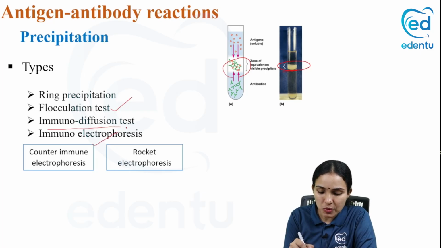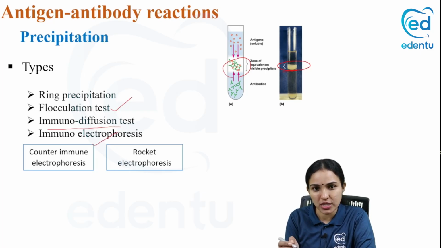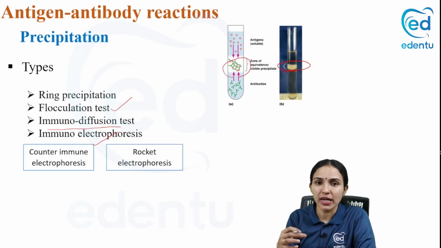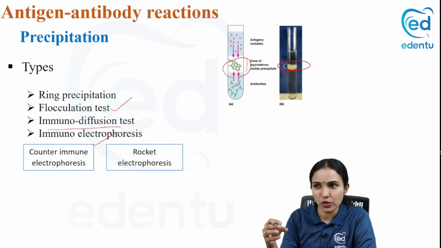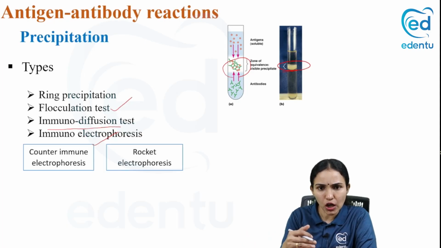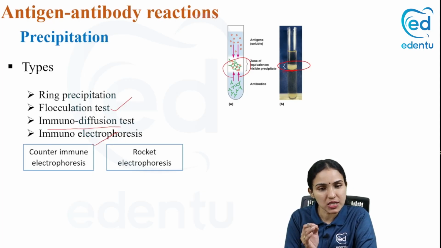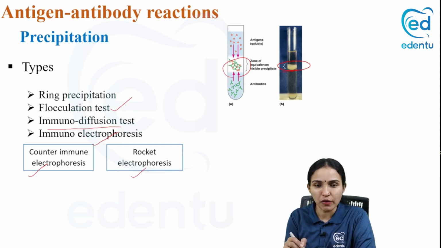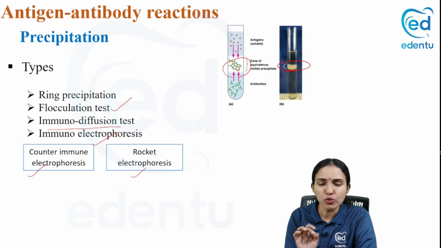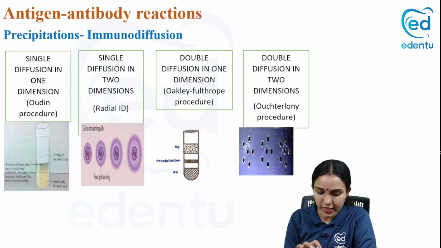And the last type of precipitation reaction is immunoelectrophoresis, where you do electrophoresis to separate the antigens into various components. Then you add the antibody and you get the precipitation. So when you apply electrophoresis to separate antigens into various components, you call it immunoelectrophoresis. Please learn all these as the types of precipitation reaction. Of immunoelectrophoresis, we have two types, counter immunoelectrophoresis and rocket electrophoresis, which you don't have to learn in detail, but you should know what are the different types of immunodiffusion tests.